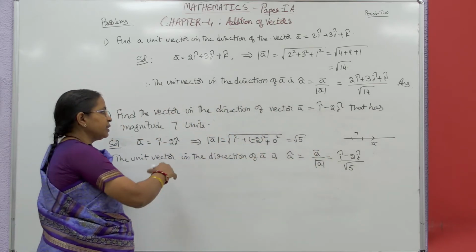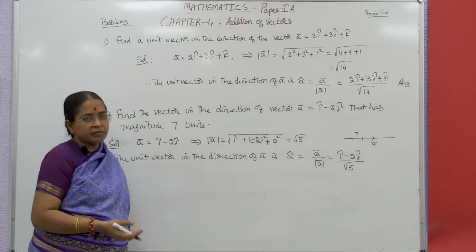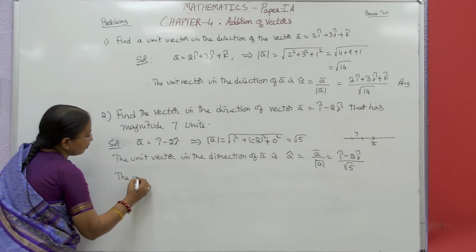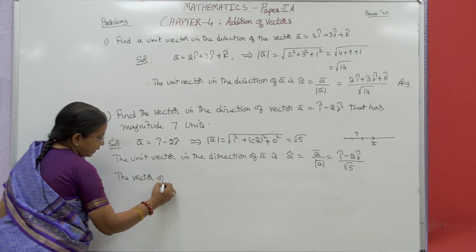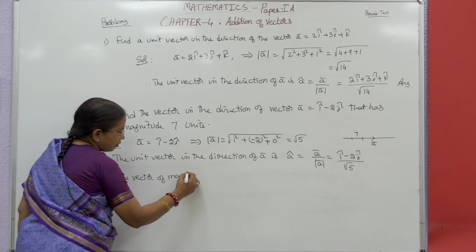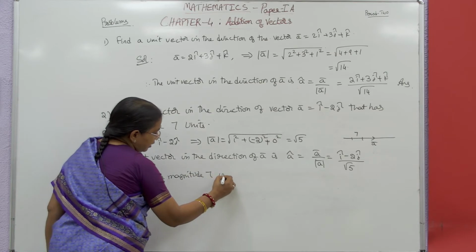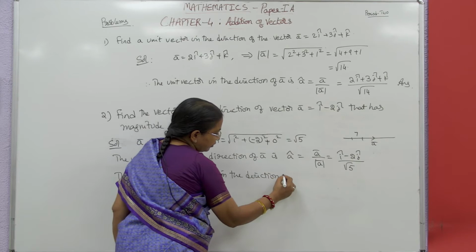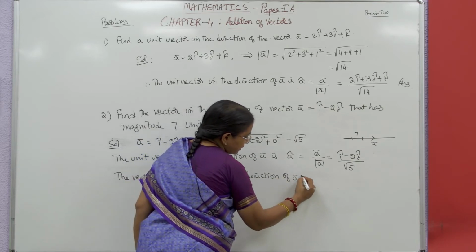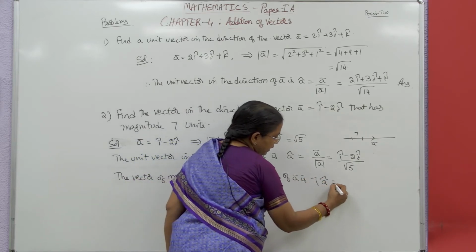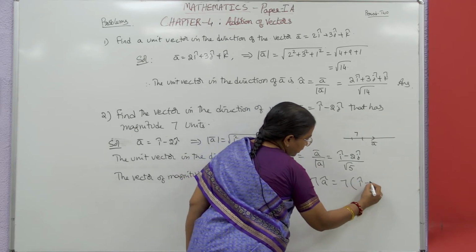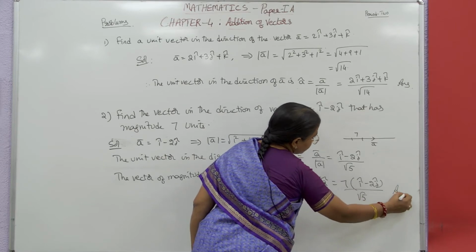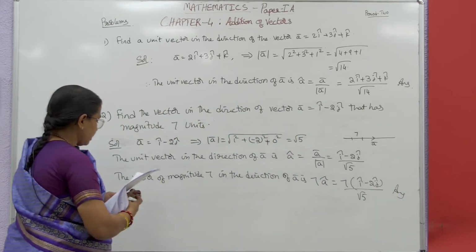Now this is just the unit vector. When you multiply this by 7 units, its magnitude becomes 7 and you will get the answer. Therefore, the vector of magnitude 7 in the direction of A is 7 into A cap, that is 7 into (i minus 2j) by root 5. So this is your answer. The next problem.